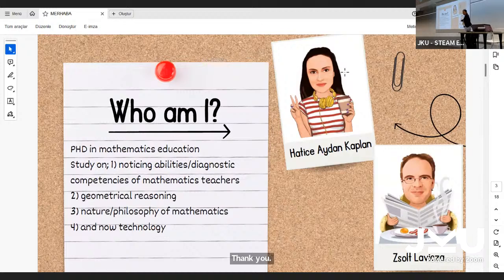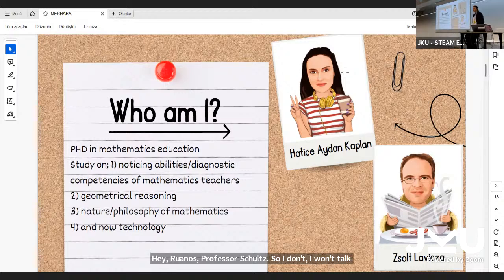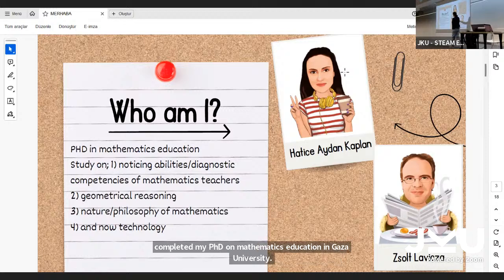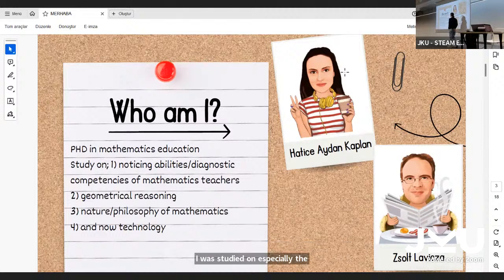Everyone knows Professor Scholz, so I won't tell about him. I will tell about myself. Let me introduce myself. I completed my PhD in mathematics education at Gazi University. I especially studied three areas: noticing abilities of mathematics teachers, which was the research area of my thesis; geometrical reasoning, which is my special interest; and nature and philosophy of mathematics.